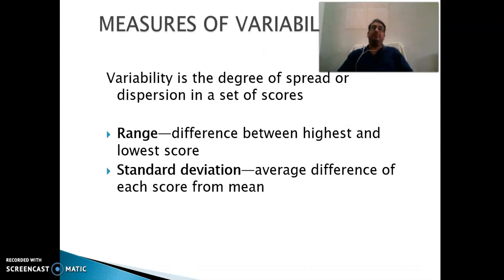Then measures of variability. Variability is the degree of spread or dispersion in a set of scores. We can calculate the range, the difference between the highest and lowest score. For example, 2, 3, 7, 9, 10, 11. We arrange from lowest to highest score, and then the difference between highest and lowest is the range. Then we can calculate the standard deviation.